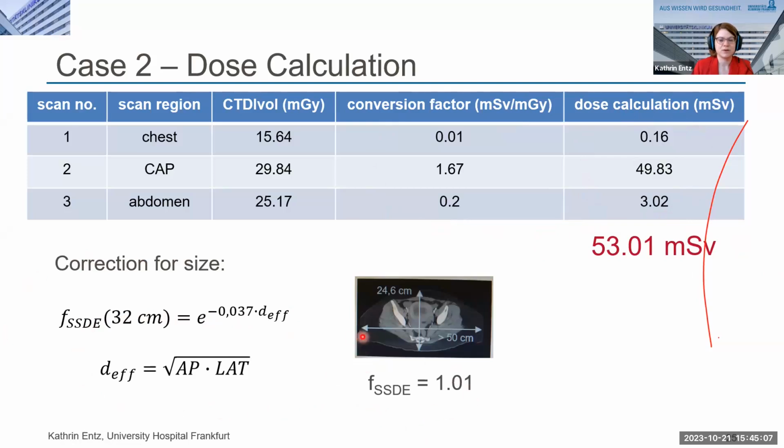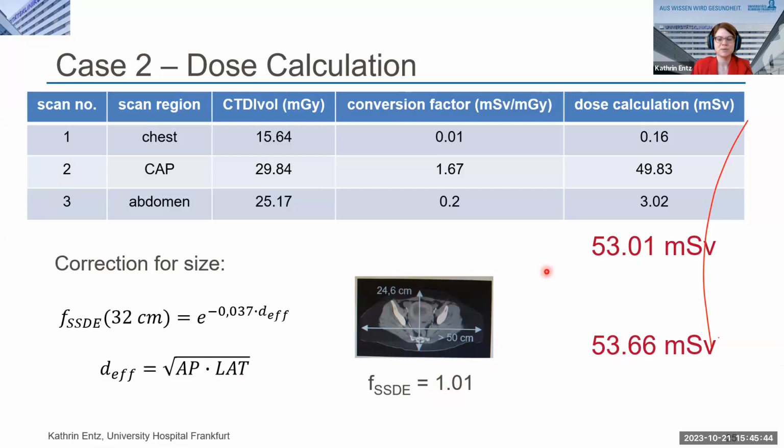In this case, we look at the images. You can see actually that it's a very wide patient. She's even wider than our field of view of the scanner. And here in the AP dimension, it's about 24 centimeters, which inserted into those formulas would lead to a correction factor of 1.01. Just multiply it, and then you would get from this value to this. So it's not a big difference because it's approximately 1, but in this case, it's a little bit higher.